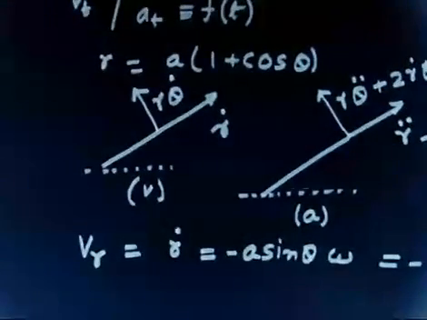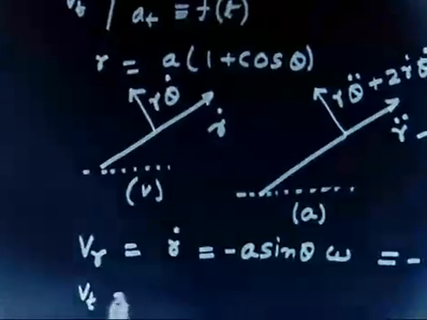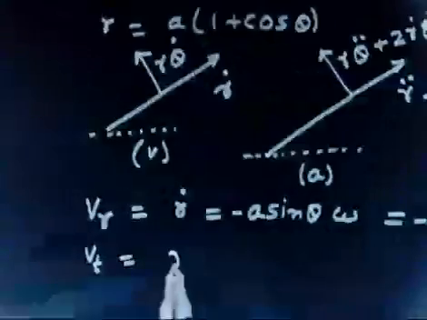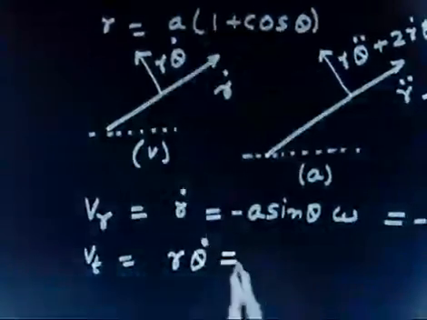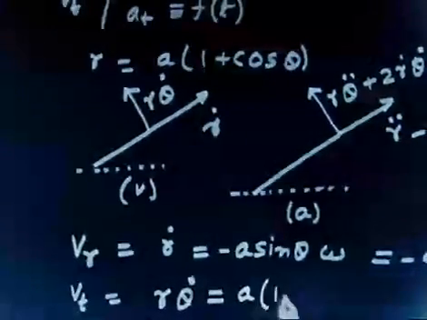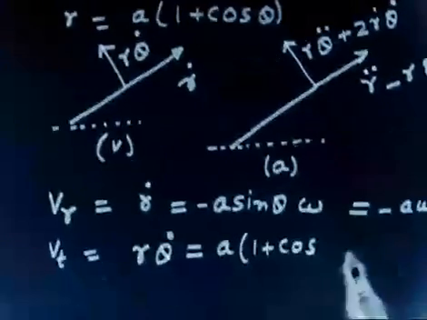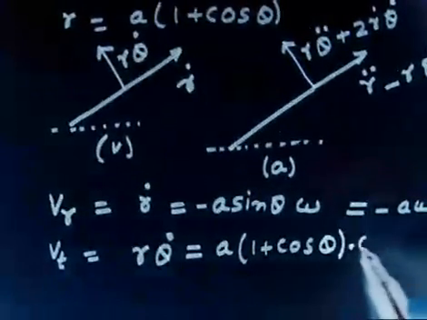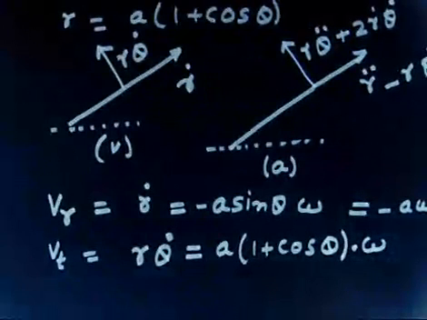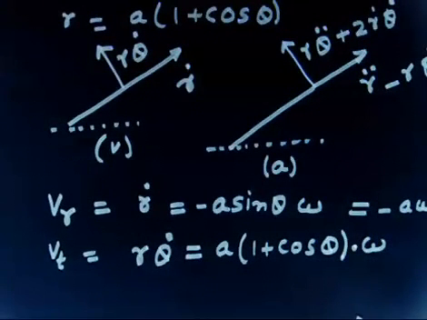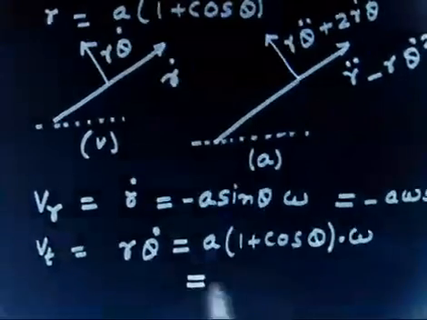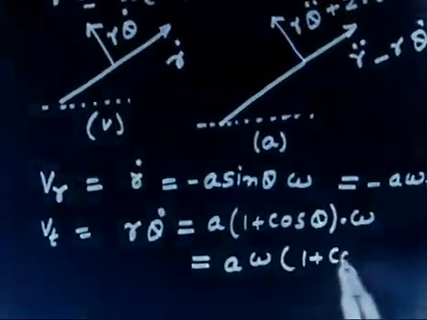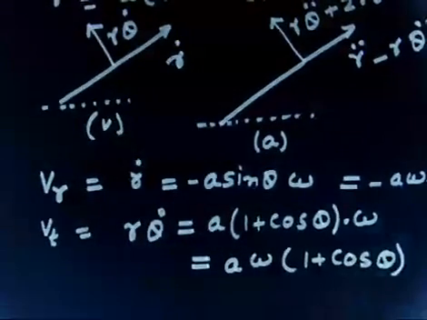Now let us find the transverse component of velocity. This is nothing but r theta dot. So you have r, which is given by a into (1 plus cos theta), and I have to multiply by theta dot. Theta dot is nothing but omega. So I can write the tangential component of velocity as a omega (1 plus cos theta).